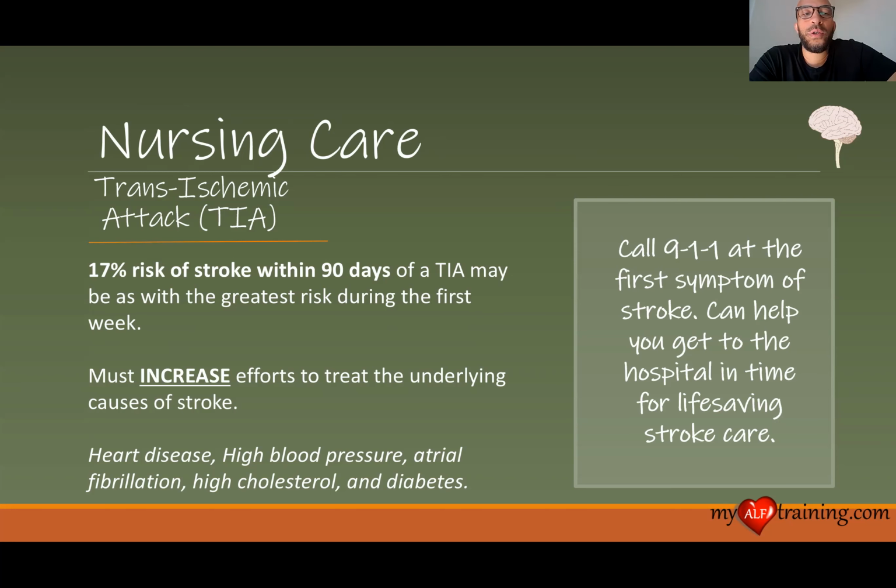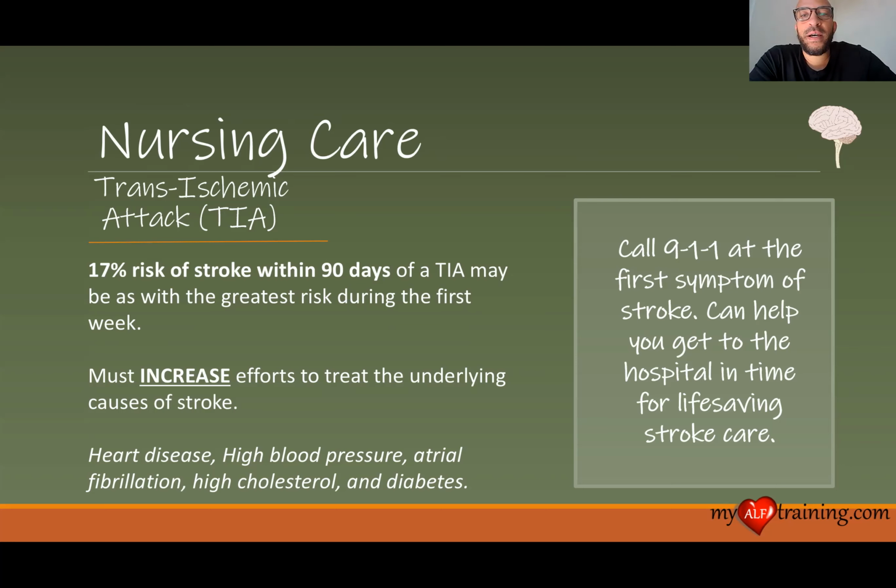So, what are those underlying causes of a stroke again? Well, we talked about this in the beginning. I'll reiterate here: heart disease, high blood pressure, atrial fibrillation, high cholesterol, and diabetes. Those are the main contributors and modifiable risk factors that we can help change, control, manipulate, whatever it is. We need to do something to reduce this patient's risk of having a stroke.